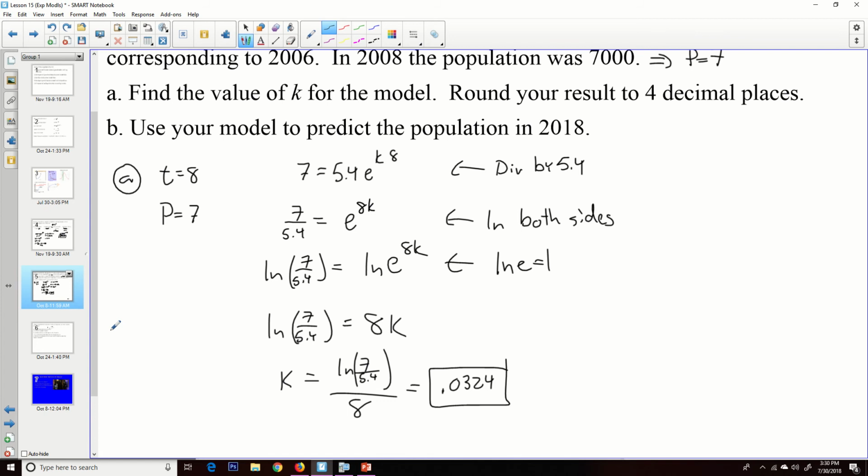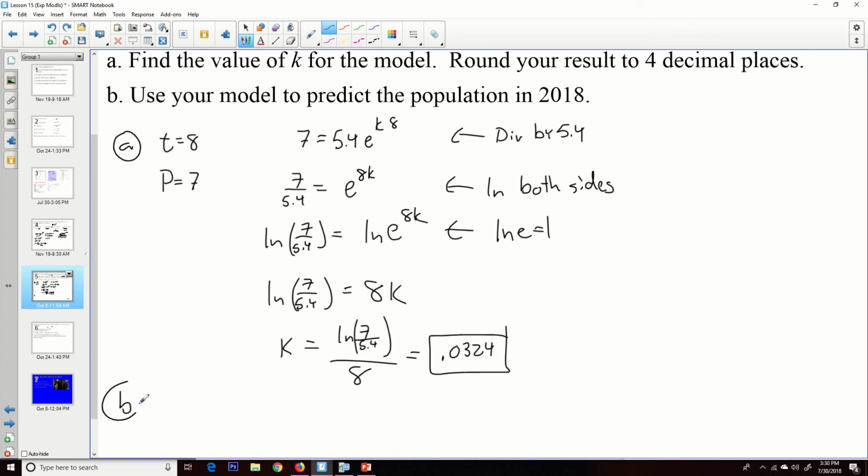So now we have a new model in part B. We have a model that says population P is equal to 5.4 e to the 0.0324 t. Now again, I'm going to use answer when I plug it in, but just for this right now. Now again, if 2008 was 8, then 2018 is going to give us a t equal to 18. So I'm going to plug that right in there.